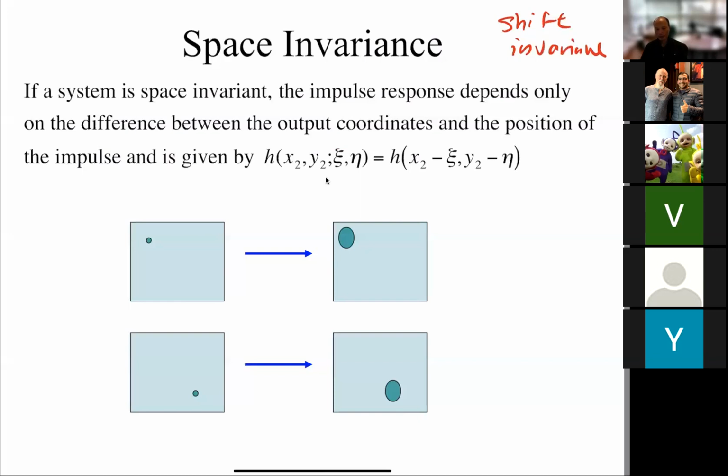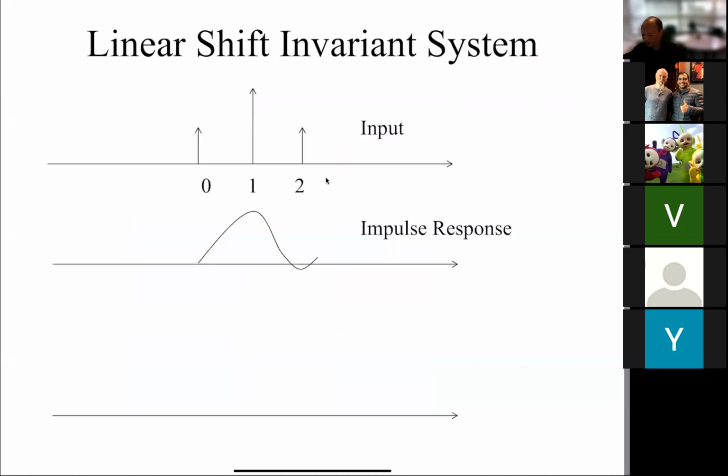In space, it just means that if I have a camera, for example, and I put my object here, and I get a picture, and then I move my object over here, and I get another picture, the image that I see should just be shifted. Okay. So that's what shift invariance is.